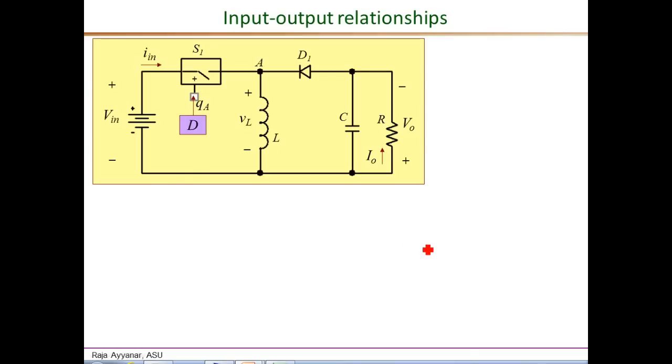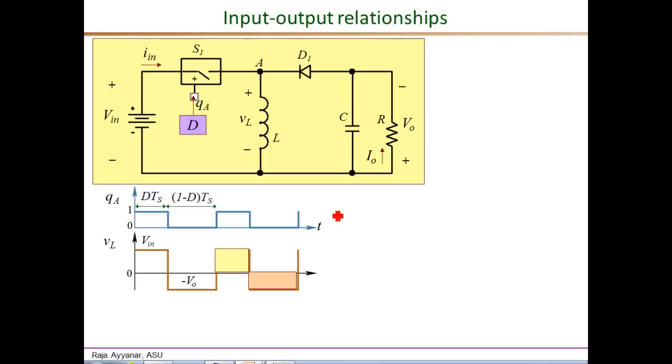Next, let's derive the input-output relationship for a buck boost converter. So we'll start with our basic gate drive waveform Q, 1 and 0, defining the DTS and the 1 minus DTS intervals. And during this DTS interval, looking at the equivalent circuit that we showed in the previous slide, VL was equal to Vin. Essentially, the switch connects the inductor directly to the input voltage, that is VL equals Vin. And during the off interval, the diode connects the inductor to the output voltage with this polarity.